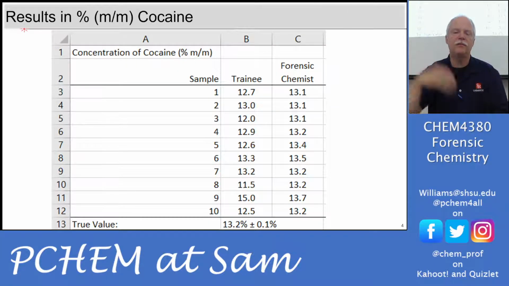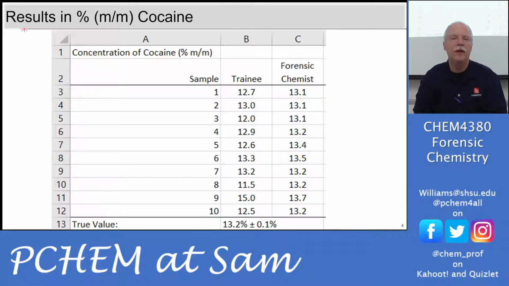Okay, so here are the results. Let's first just look at the results and see if they look good. Our true value or accepted value is 13.2. They all look pretty good to me. They're all in the 12.9s. There's a 12, that's kind of low. There's a 15. Do you see the 15? That's in the trainee column. So what do you have to say about the trainee compared to the forensic chemist? Not as precise, right? Just looking at the numbers, you can see there's more scatter in the trainee.